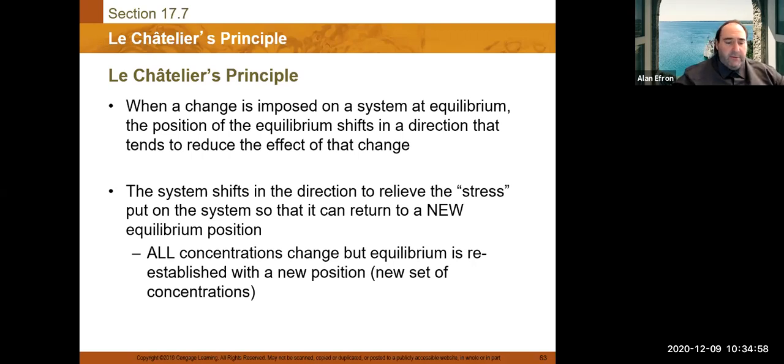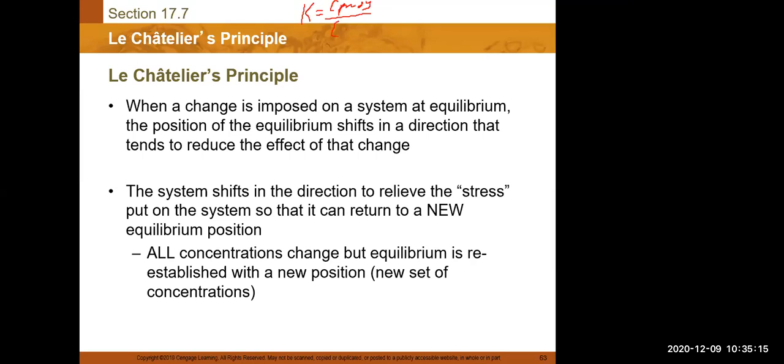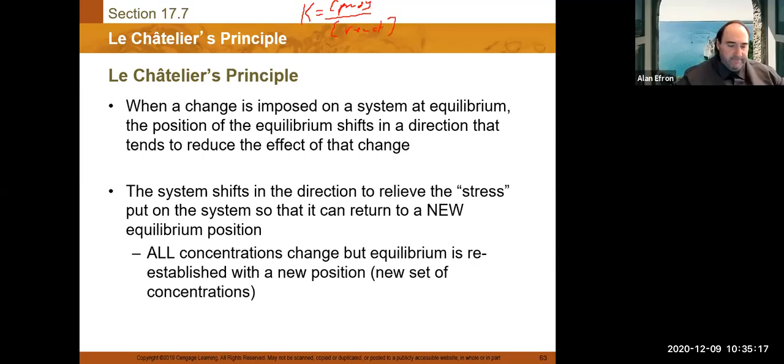And at that point, there's a relationship that is basically constant. That is the relationship of the products over the reactants, which is known as the equilibrium constant, or capital K, the concentration of the products divided by the concentration of the reactants.